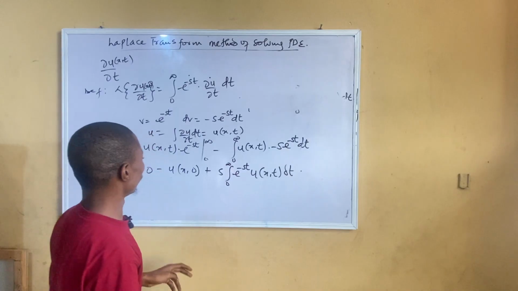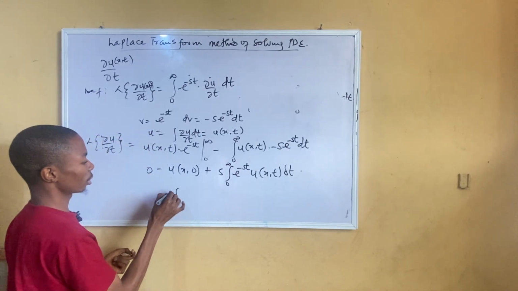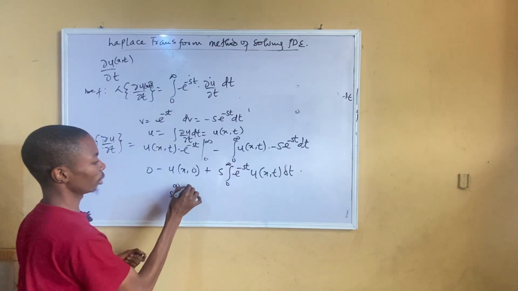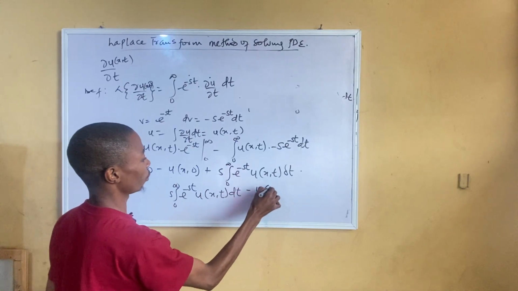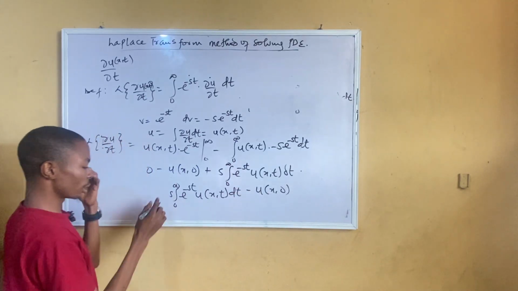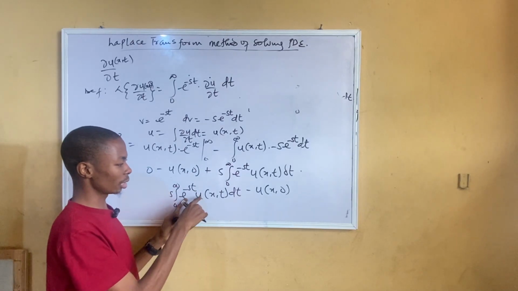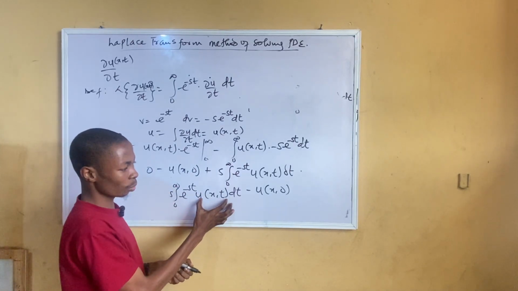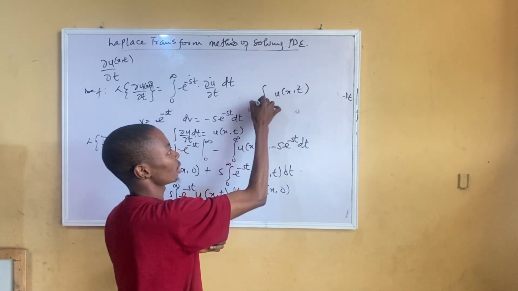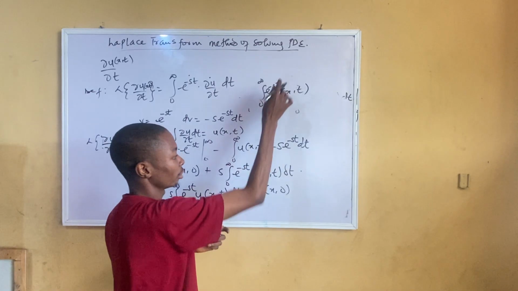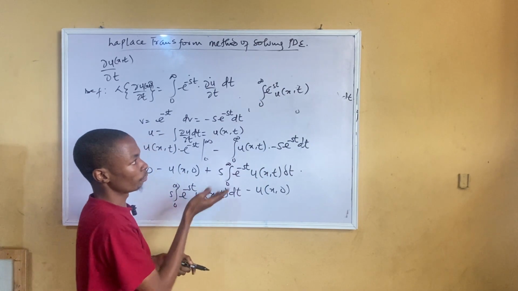So 0 minus, so it does not do anything. So I will say this is s times the integral from 0 to infinity of e to the minus st u of x comma t dt, minus u of x comma 0. Now what is here? e to the minus st u of x comma t. This is like the Laplace transform of u. If I have a function u of x, t, what is the Laplace transform of this? That's the integral from 0 to infinity of e to the minus st. So it is the Laplace transform of the function u of x, t.